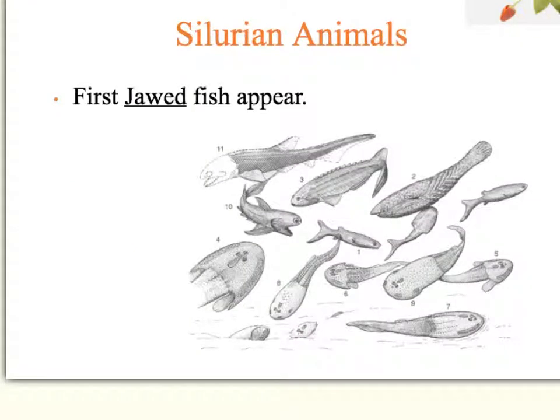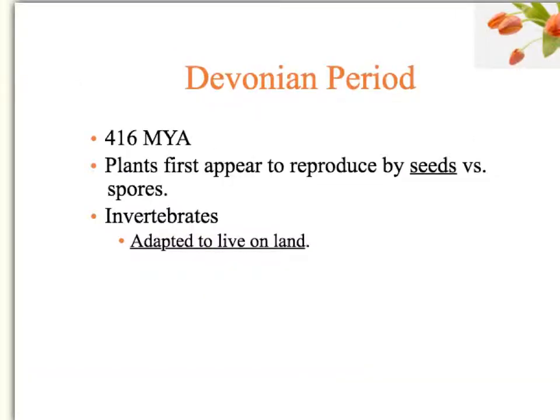So here are some sketches of the type of aquatic organisms we would see in the Silurian time period, and we get our first jawed fish. So we have fish now that actually have jaws. Now we're going to move to the Devonian period, which is 416 million years ago, and this is where our plants first appeared to reproduce by seeds. So this is the actual period where this occurred. We have invertebrates now that are adapted to live on land, so we kind of saw some of those again in the video that we've been watching.